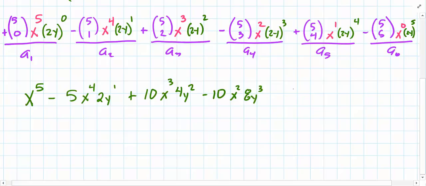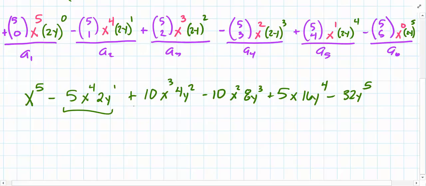5 choose 4 is? 5, good. X to the 1st, 2 to the 4th, how much? 16. Yep, 16y to the 4th. And then finally minus 5 choose 5 is 1. X to the 0 is 1. So I have 2y to the 5th. That'd be 32y to the 5th. Okay, now, is there anything left to clean up?